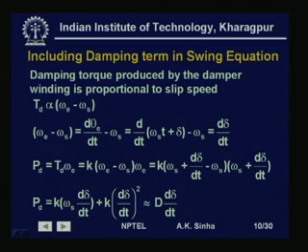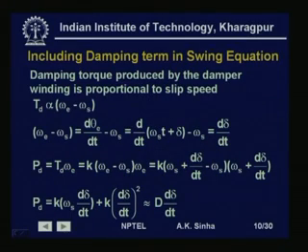So, Td is proportional to omega e minus omega s, and omega e is nothing but d theta e by dt. That is, with respect to the stationary reference frame, the derivative of the angular position gives us the speed of the rotor in electrical radians per second. So, we are writing omega e as d theta e by dt, and omega s of course is the synchronous speed.